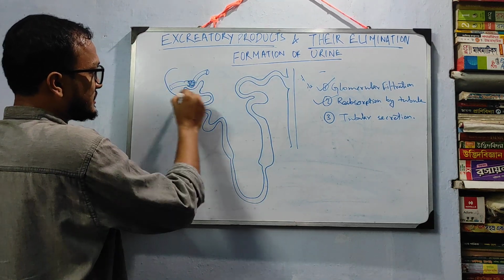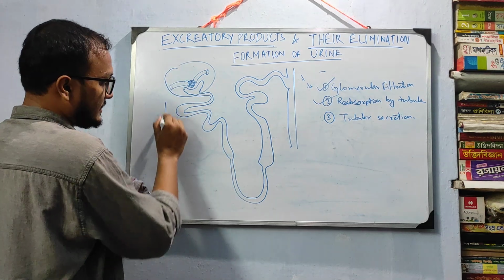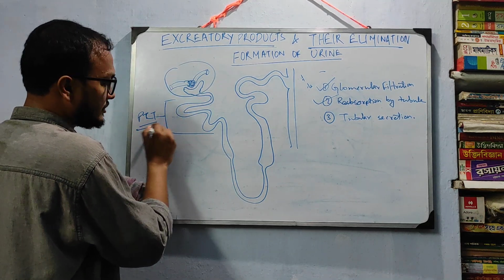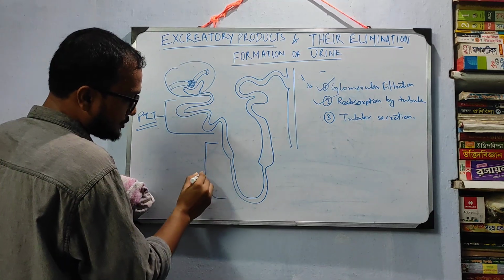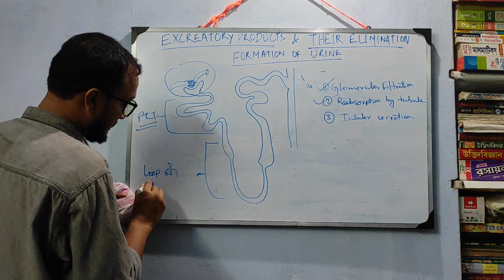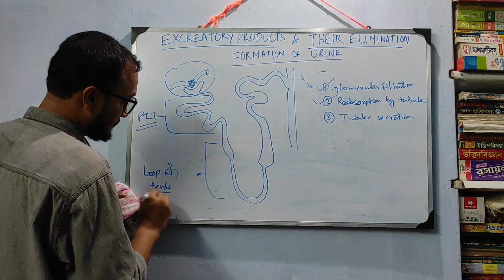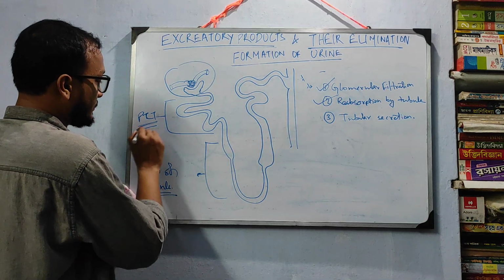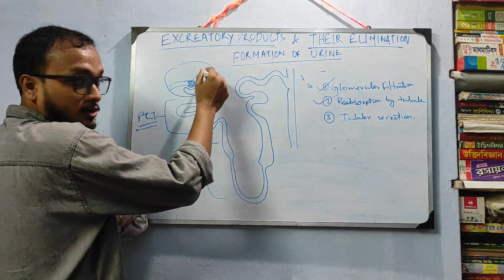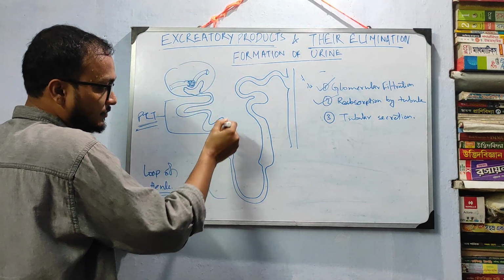So this portion is the renal corpuscle, right? After that, this region is known as the PCT, proximal convoluted tubule. Now this U-shaped portion is known as the loop of Henle. In PCT, proximal means near to the renal corpuscle, so that's why it is proximal. Convoluted means they have a convoluted structure.